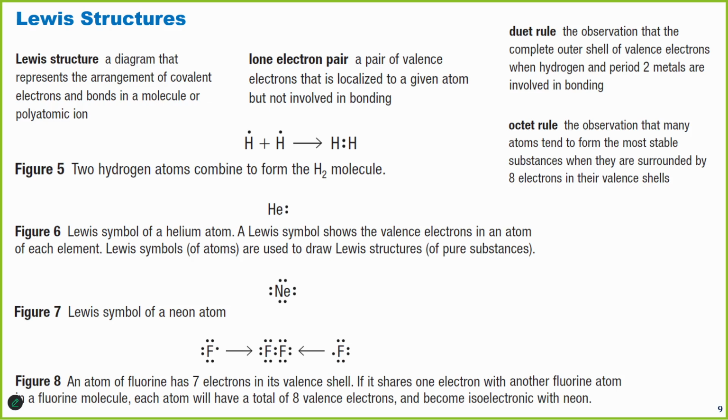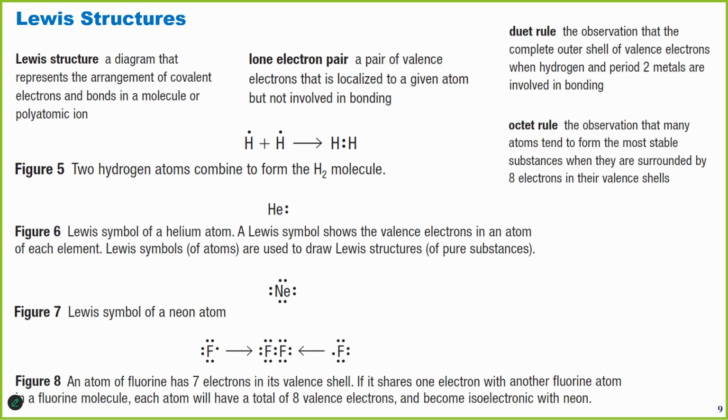A helium atom has two valence electrons, so its valence shell is already full, which has configuration 1s2, right? Consequently, helium does not form bonds. As you can see here, figure 6 shows the Lewis symbol of a helium atom. A Lewis symbol shows the valence electrons in an atom of each element. Lewis symbols of atoms are used to draw Lewis structures of pure substances.